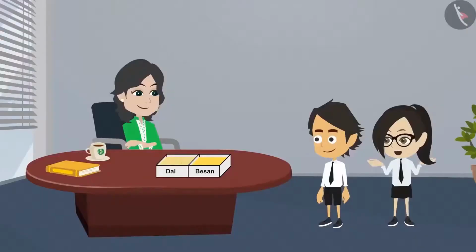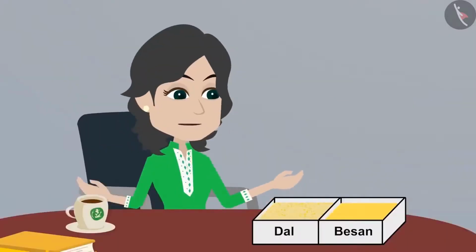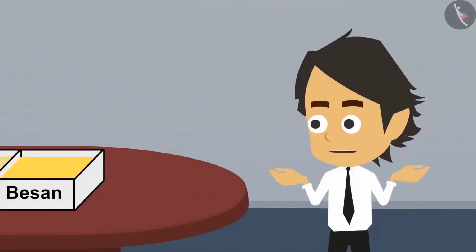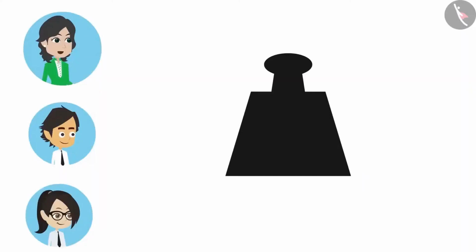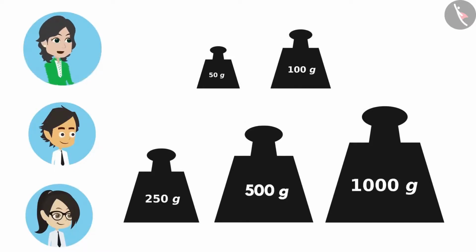But madam, how do we measure objects in grams? We use a scale and weights to measure in grams. What is a weight, madam? Weights are iron pieces of different grams which are made by taking the accurate measure. Weights come in different measures of 50 grams, 100 grams, 250 grams, 500 grams, 1000 grams, etc.